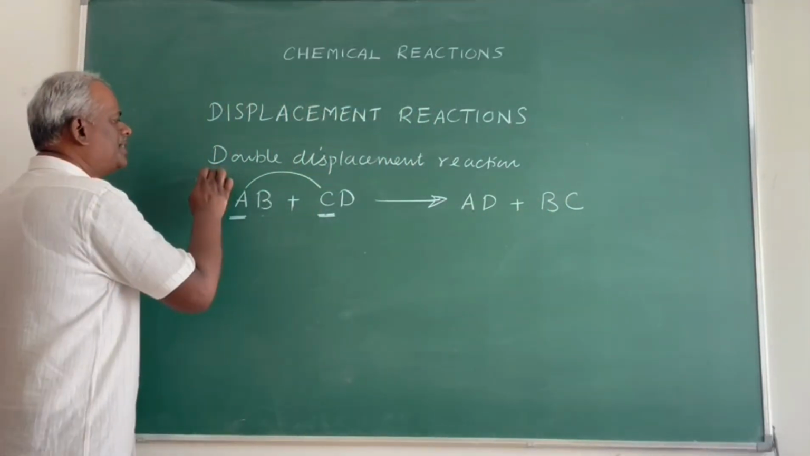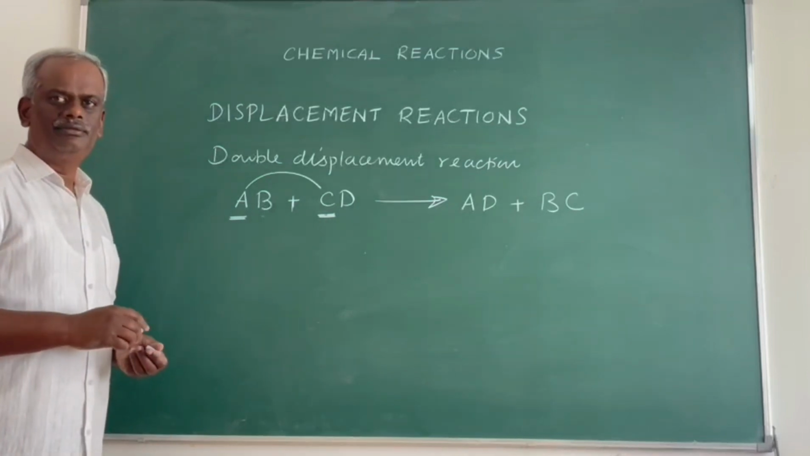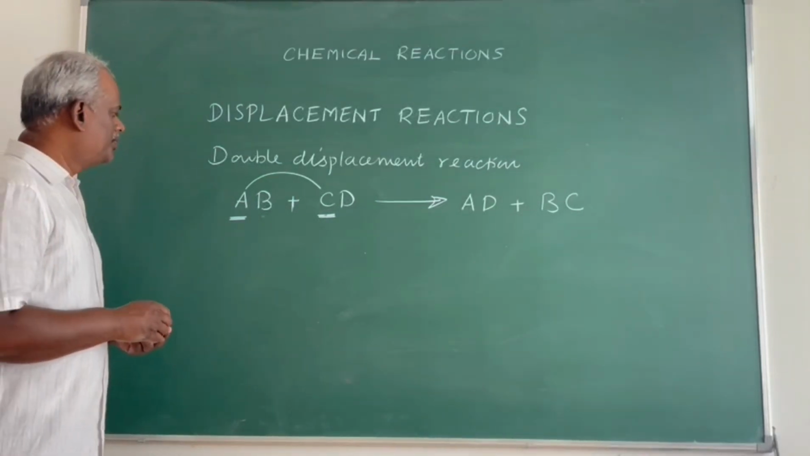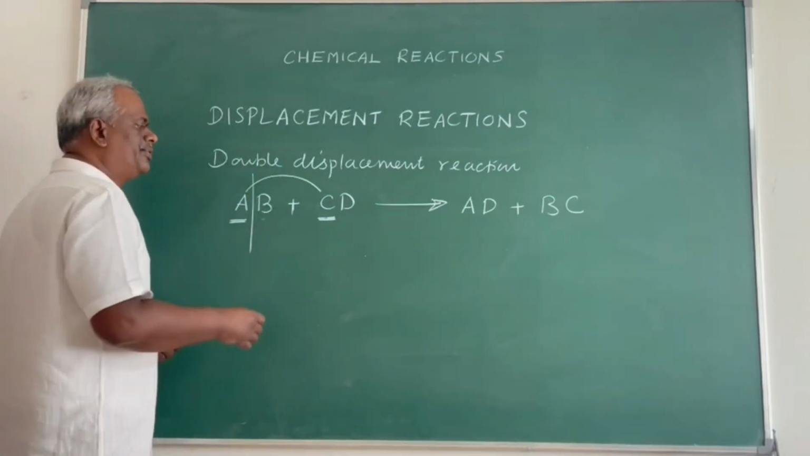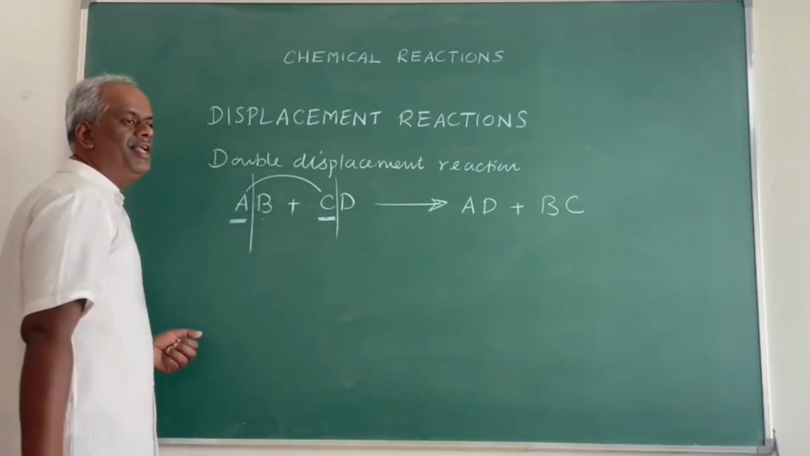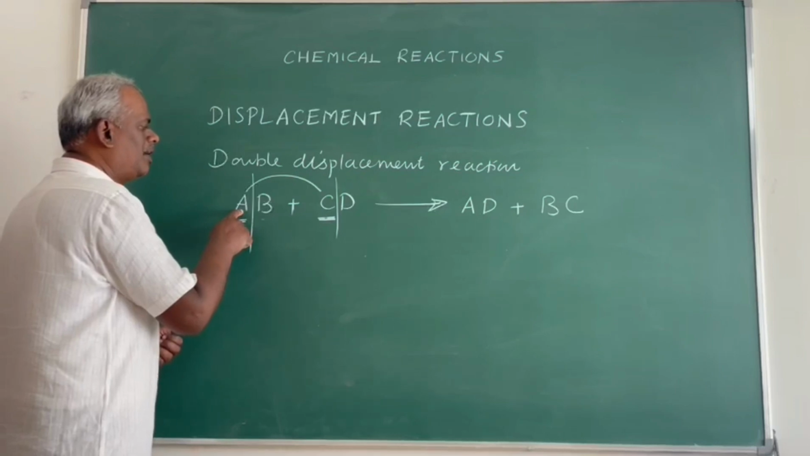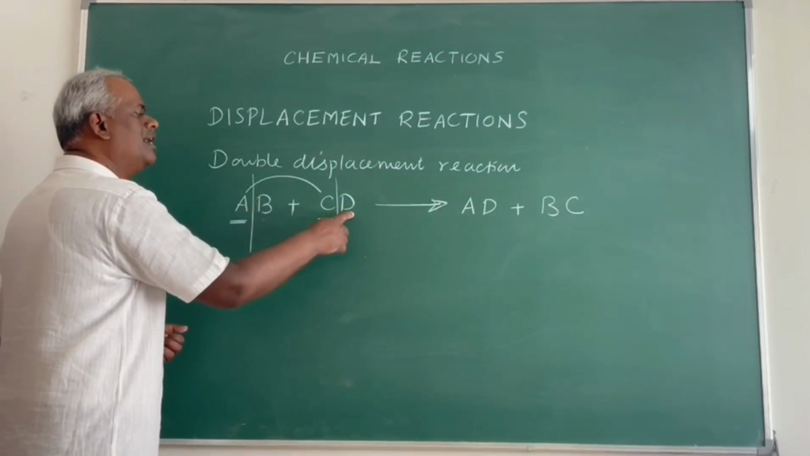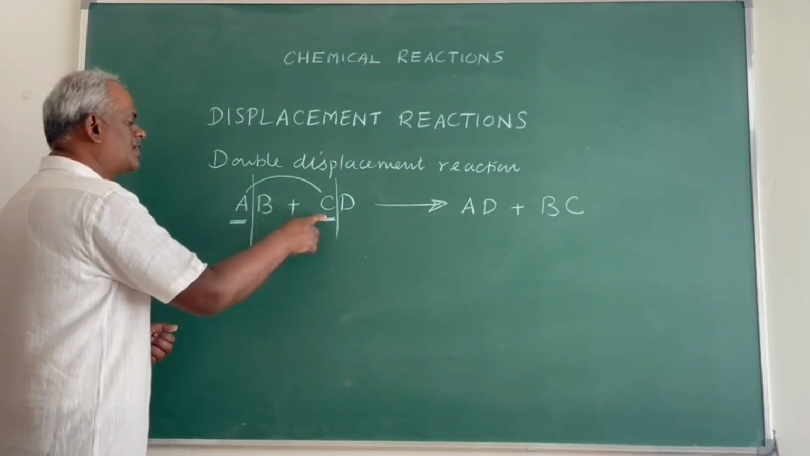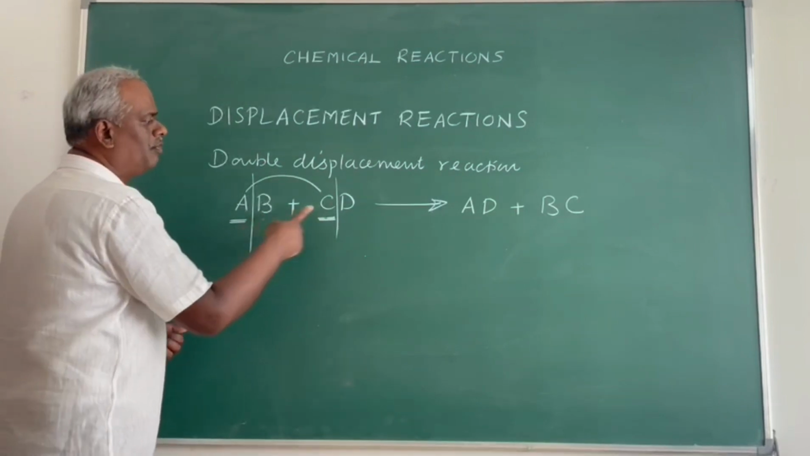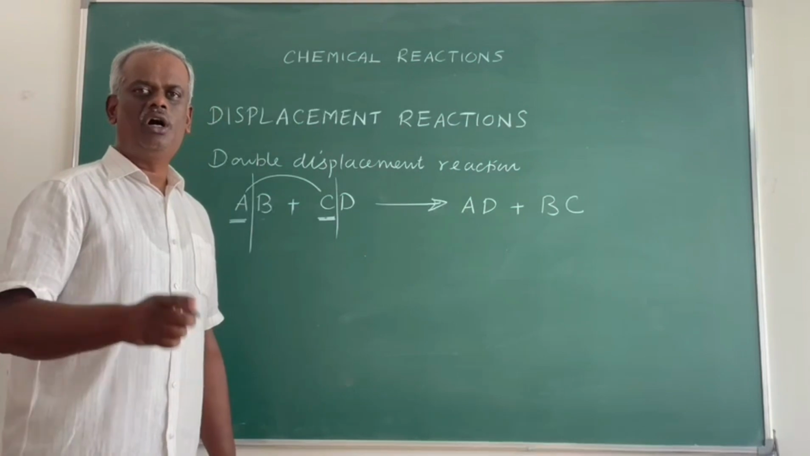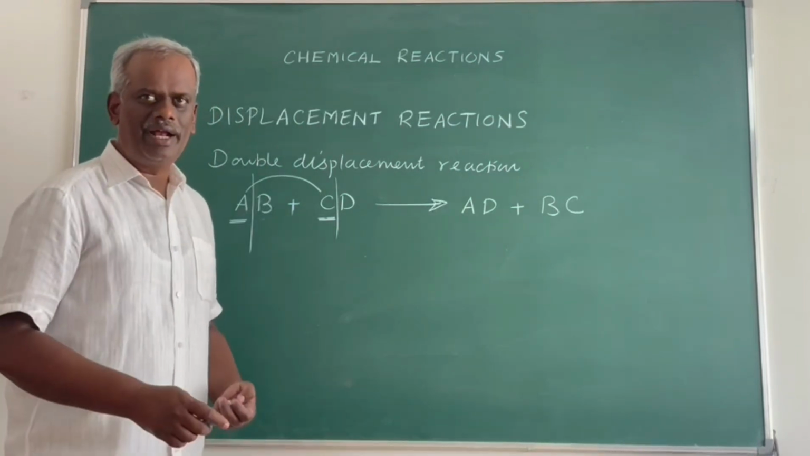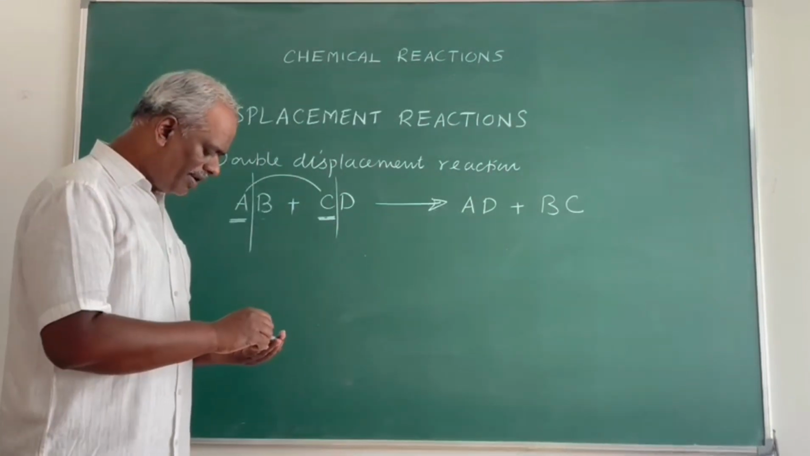And hence this reaction is a double displacement reaction, also known as double decomposition, because AB is decomposed and CD is decomposed. The metal A can combine with non-metal D to form AD. The metal C is combining with non-metal B to form BC. Hence it is a double displacement, also known as double decomposition reaction. You can have so many examples.